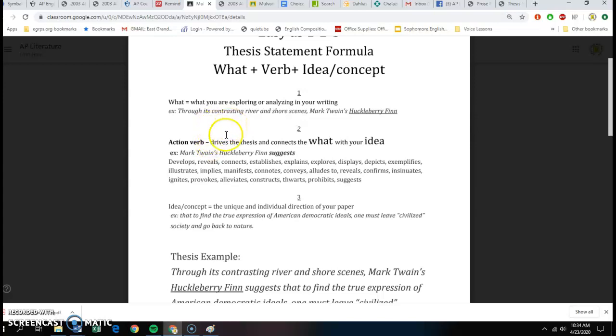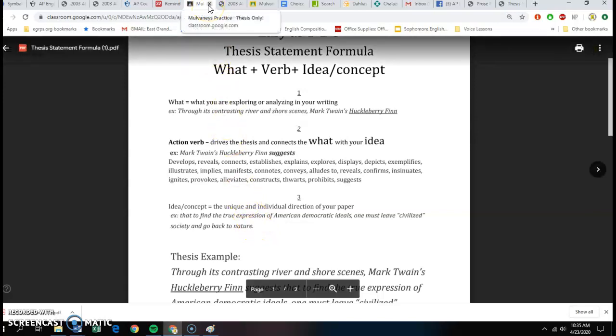So here in terms of Huckleberry Finn, right, through its contrasting rivers and shore scenes, Mark Twain's Huckleberry Finn develops, reveals, connects the true expression of American democratic ideas. So it's the device, number one, it's the action verb, it's the function that the device performs, and it's how that device functions to convey the larger idea, the larger thematic truth, okay?